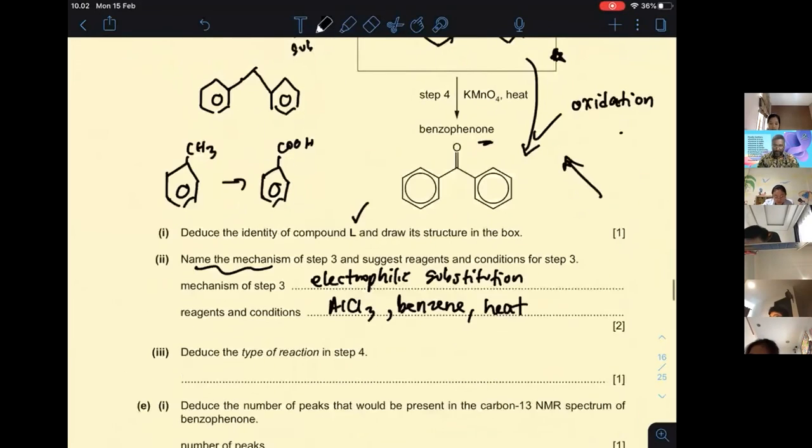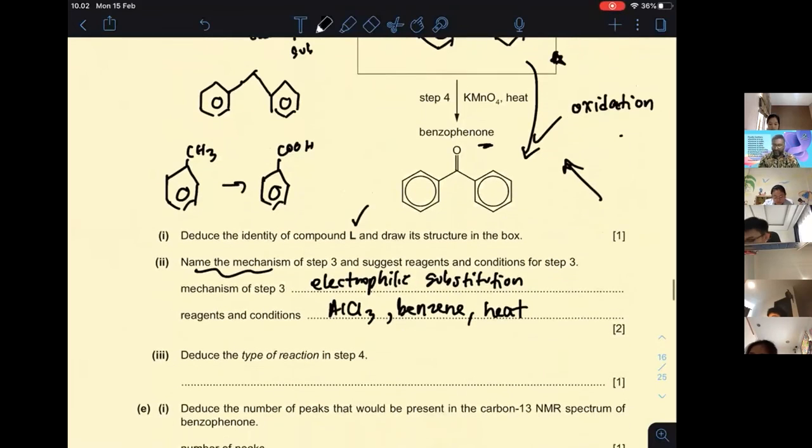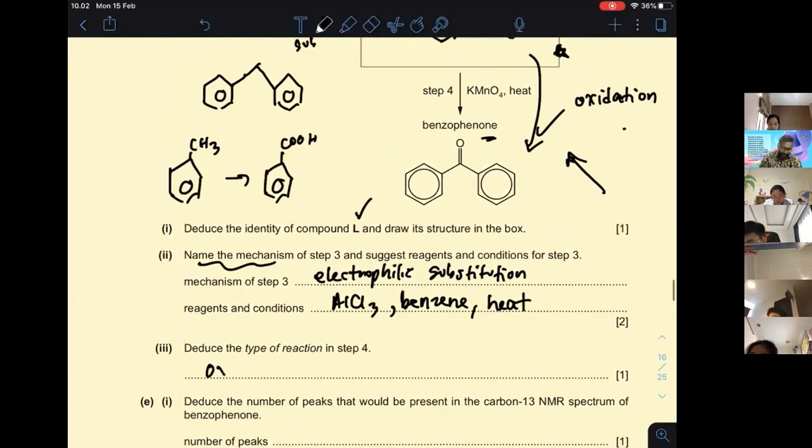Now, deduce the type of reaction in step 4. Yeah, of course, oxidation. So this is oxidation.